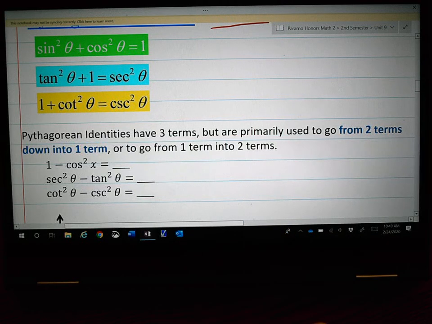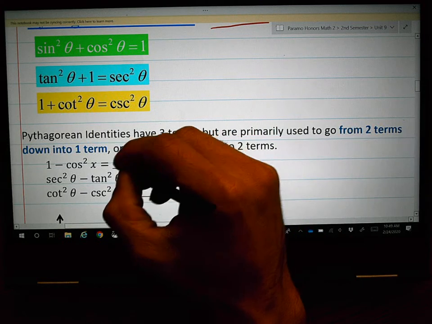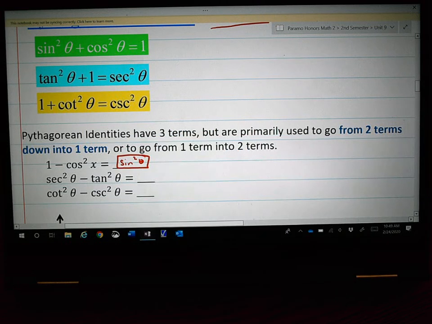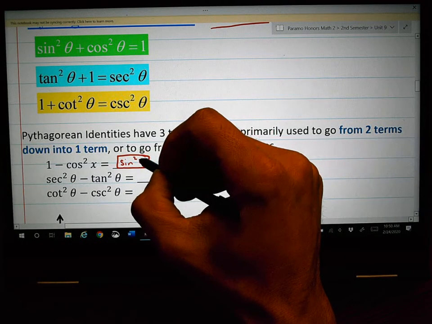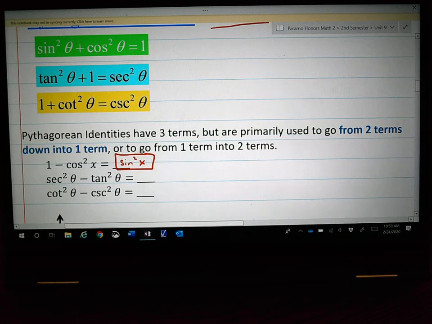Okay? So here we go. Here's how it is used. This is what I want you to know from this section. 1 minus cosine squared of theta is equal to sine squared of theta. Write that down. 1 minus cosine squared of x. Ooh, I'm sorry. It says x. The angle is x, not theta, Mr. Paramo. Sine squared of x. Much better. Now the angles match.